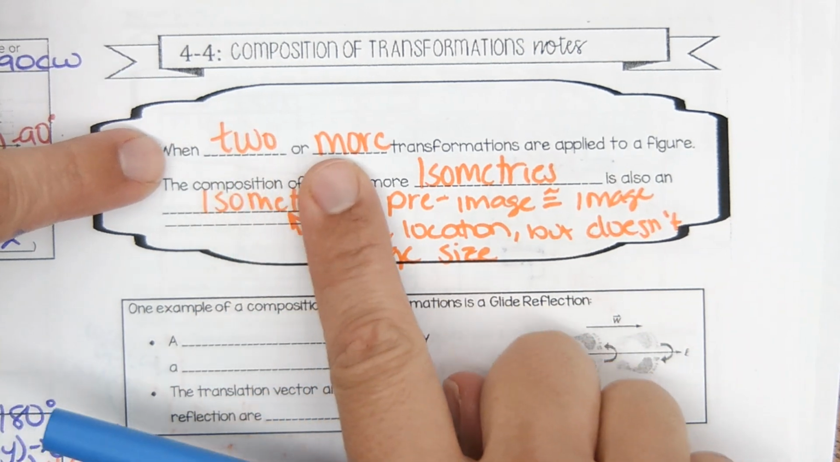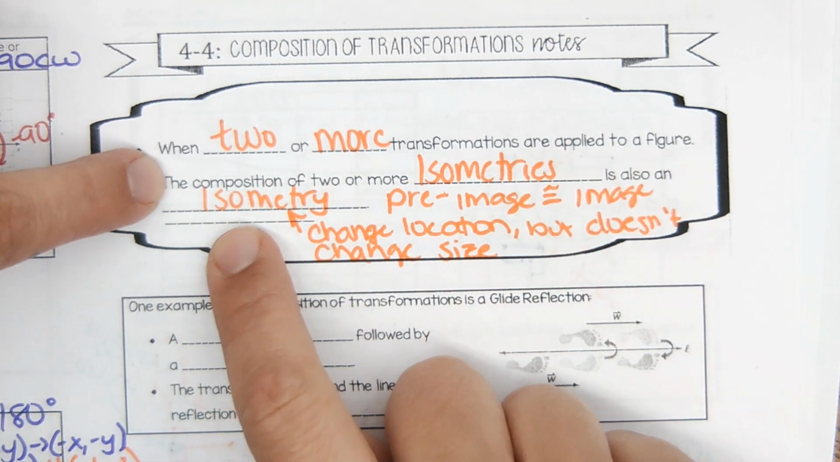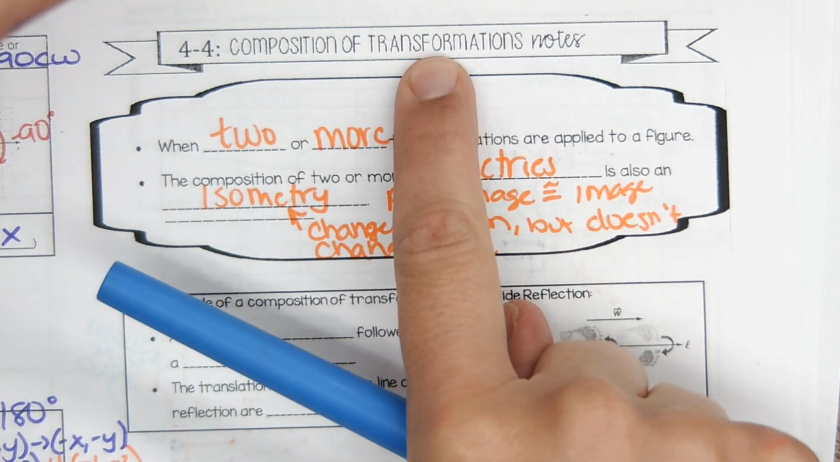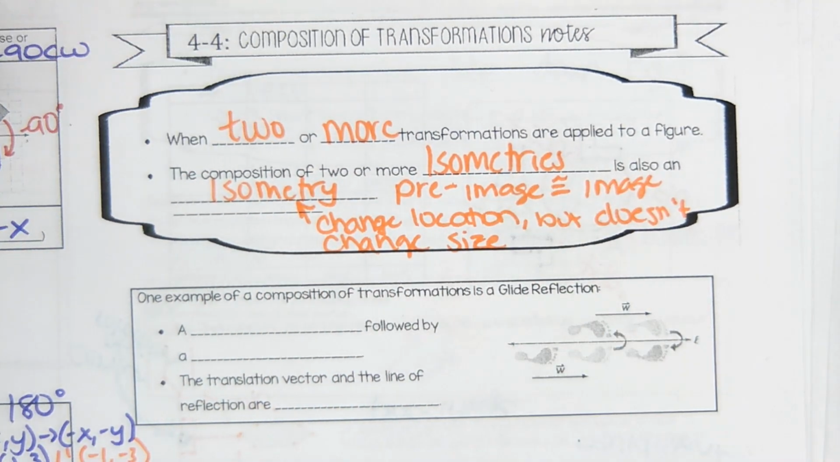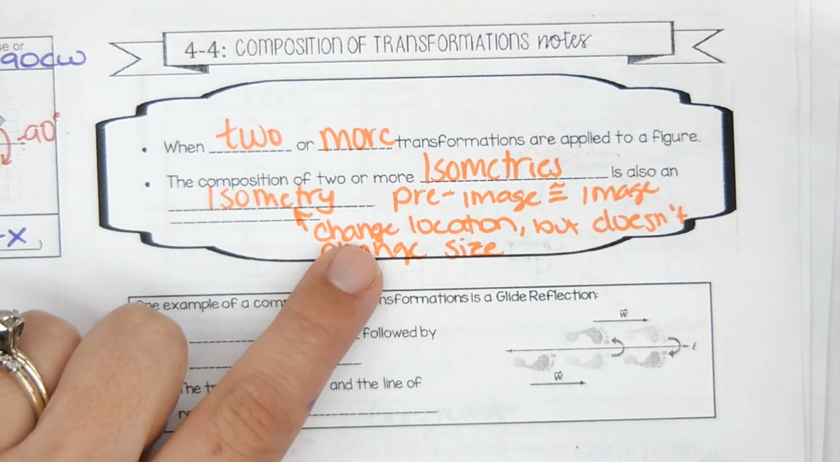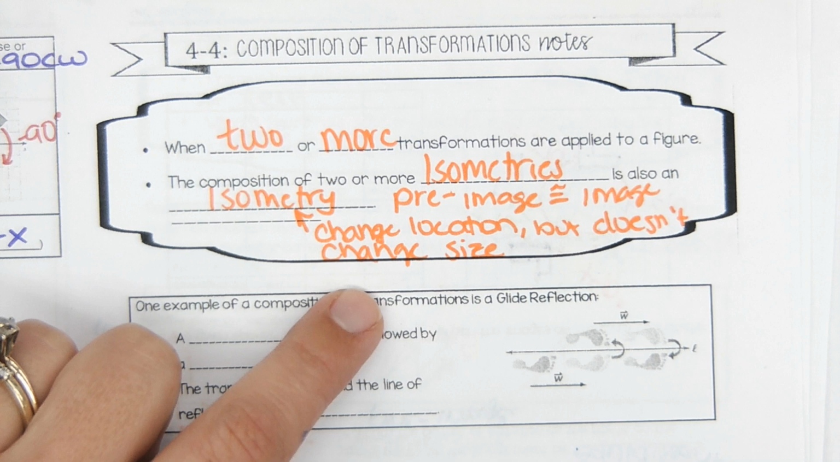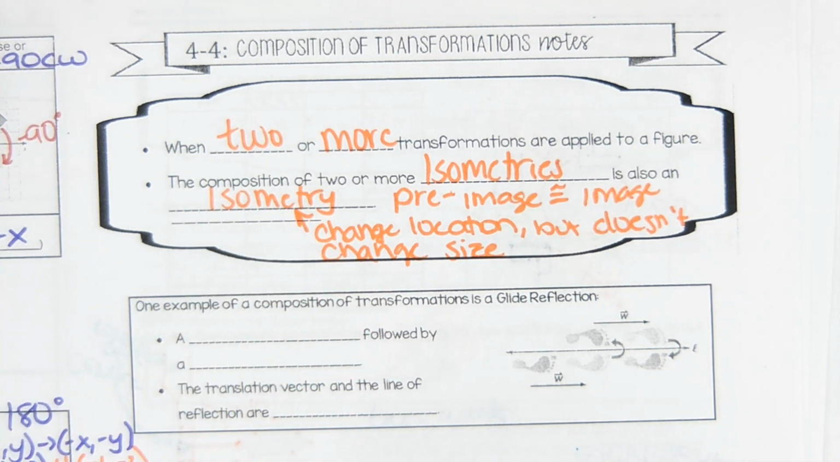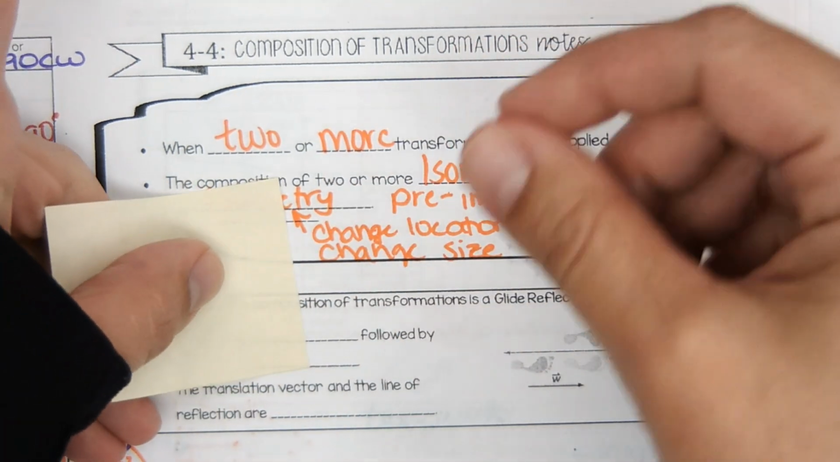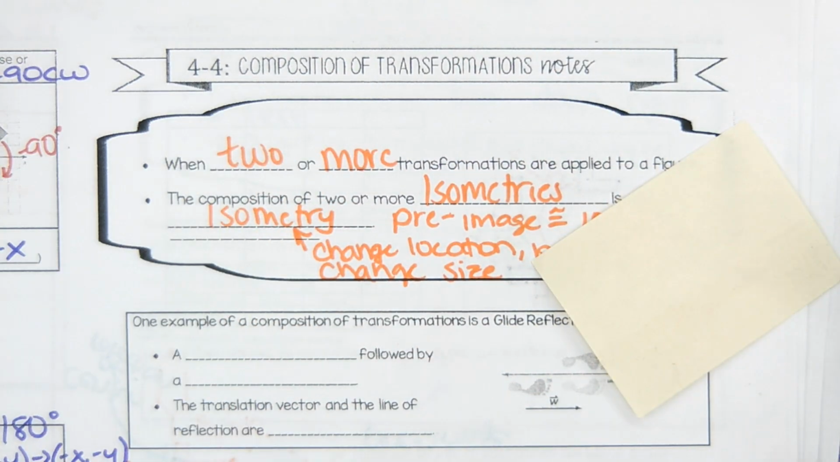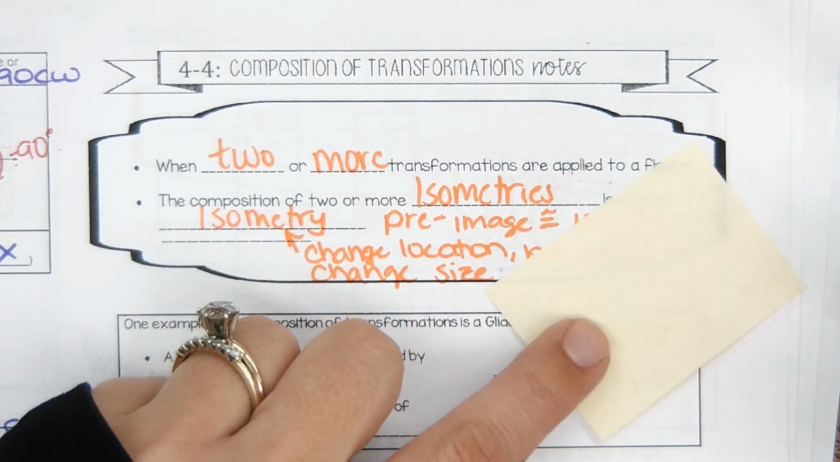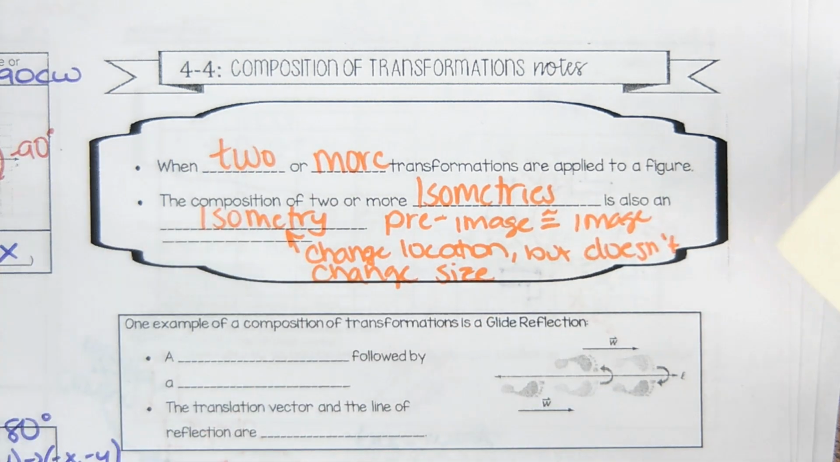When you have 2 or more transformations applied to a figure, that's the composition of transformations, and the composition of 2 or more isometries is also an isometry. I know that seems like a big word. What that word means is that the shape changes location, but it doesn't change size. So even though you are reflecting it and then turning it, it's still the same dimensions. The side lengths are still the same. The angles are still the same. It's just in a new location.